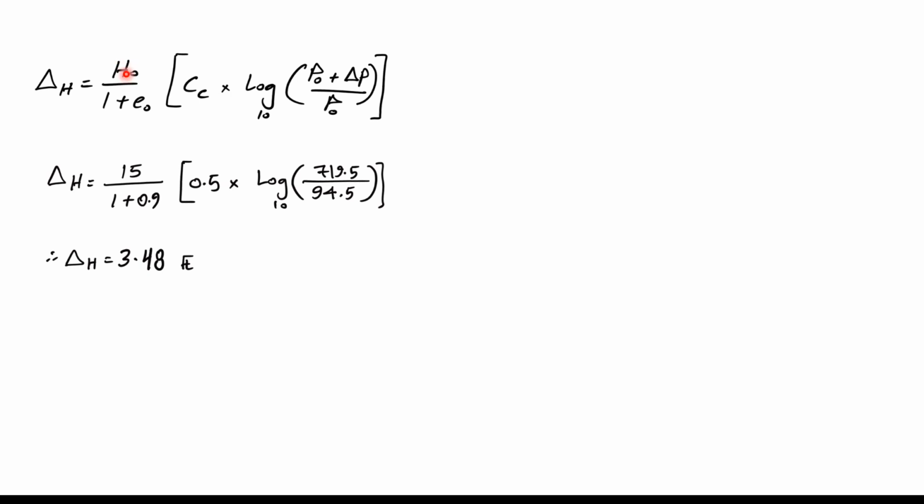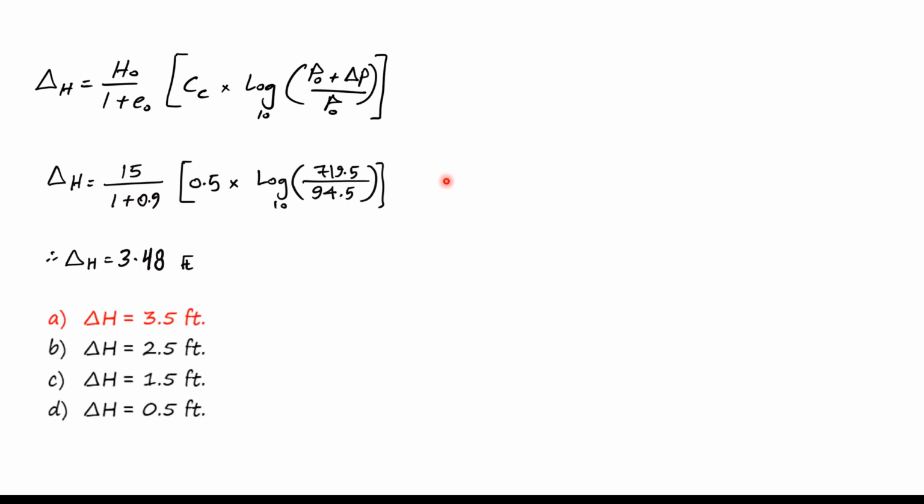So now we can just plug and chug to get the settlement. So H naught will be 15. Why? Because the whole layer is experiencing the settlement. It has nothing to do with where they took the sample from. So 1 plus E naught is 0.9, C sub C given 0.5. We just plug in the stresses, and that's going to give us 3.48, and the option is basically option A.